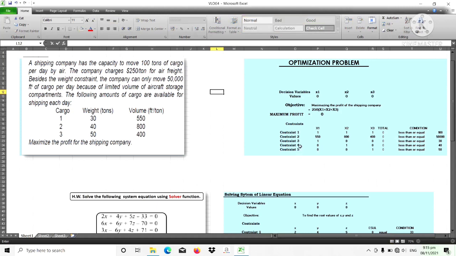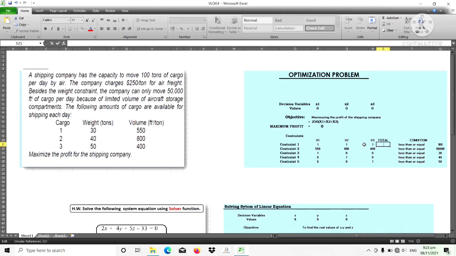So we have these decision variables: x1, x2, and x3. The assumed values are 0, 0, 0, and our objective in this problem is to maximize the profit of the shipping company. Our given formula is 250 times x1 plus x2 plus x3.